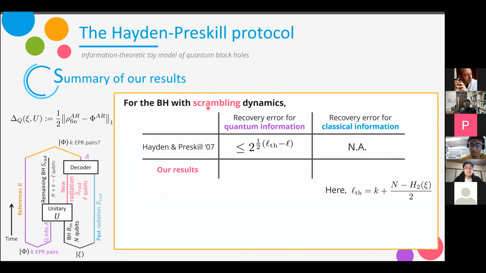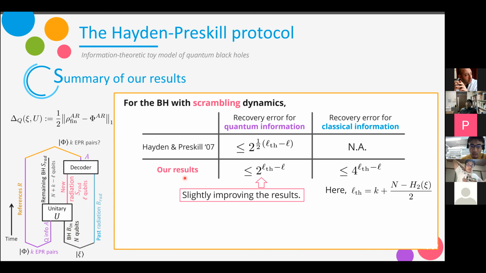So we just assume that the black hole is scrambling dynamics, and we investigate the recovery error for quantum information and also classical information. In the original paper, it's already obtained that the recovery error for quantum information is given by this. But of course, they didn't address classical information. By using our technique or our decoder, we succeeded in obtaining a slightly better result for the quantum information. Well, I don't think this is very important, but the difference here is 1/2, but we don't have 1/2 here. So the scaling is better. But again, this is not very important at all.